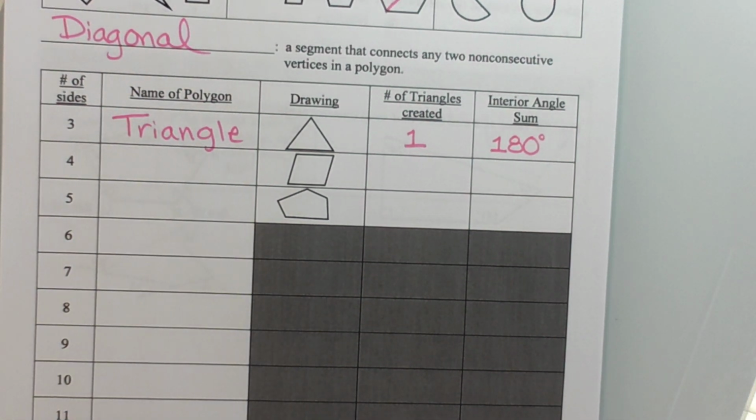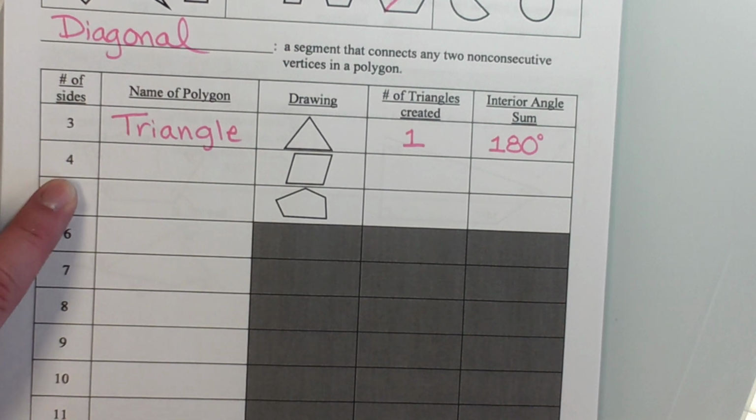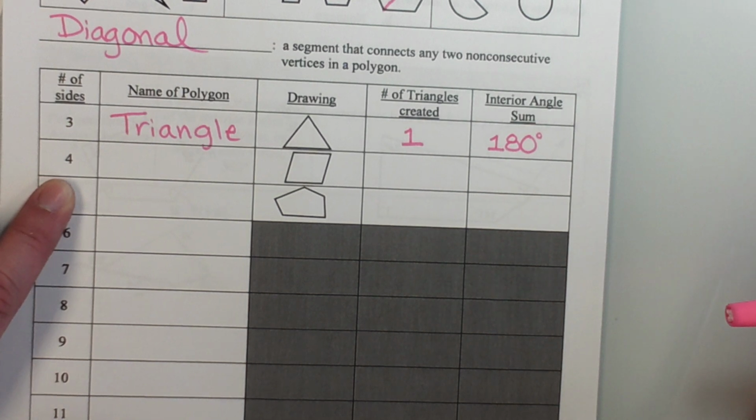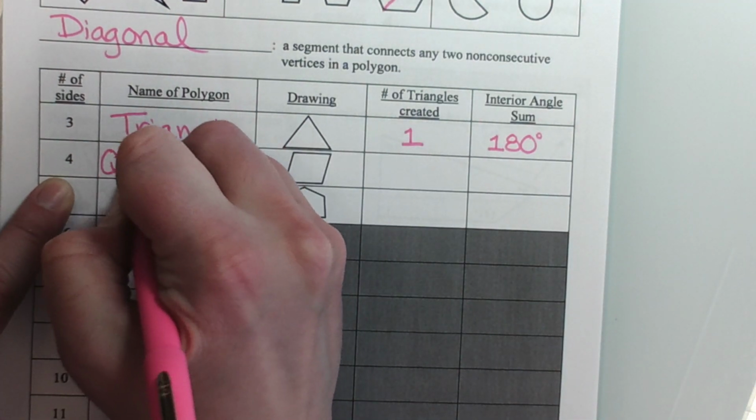As the shapes get bigger, the interior angle sum is going to increase, and we're going to look for a pattern. 4-sided polygon. Think you know the name of that one? A square is an example of one. Rectangle is an example of one. Parallelogram is an example of one. Starts with a Q. Quadrilateral. Good job, Noah.